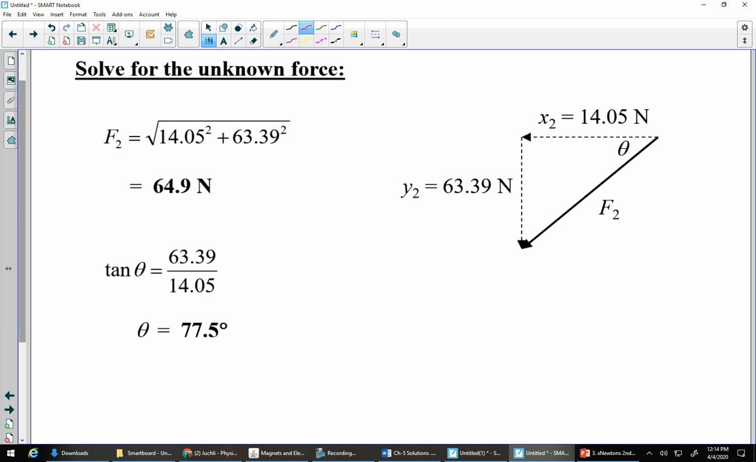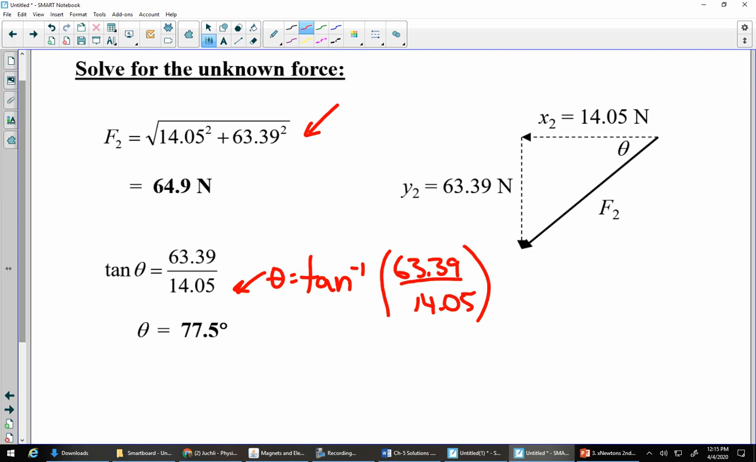Cool. So the last couple of steps are already done for me, which is nice. Now if I want to solve for the unknown force F2, I just use the Pythagorean theorem to figure out the magnitude, and I can use the tan function. This is written a little bit funny. It'd actually be theta is inverse tangent of 63.39 over 14.05 to get the angle. Remember, when we're looking for the angle, we use the inverse. And it's labeled clearly on the diagram, but we could say south of west if we wanted to be very specific.